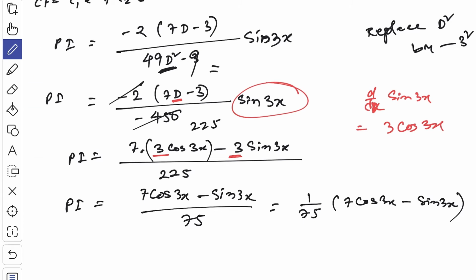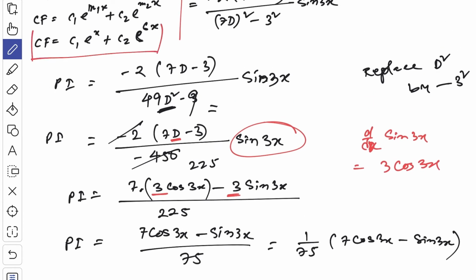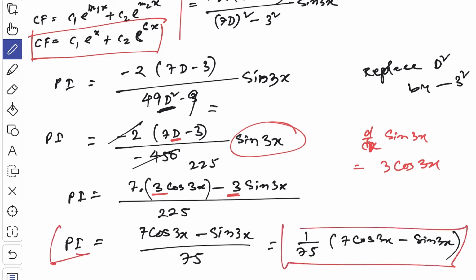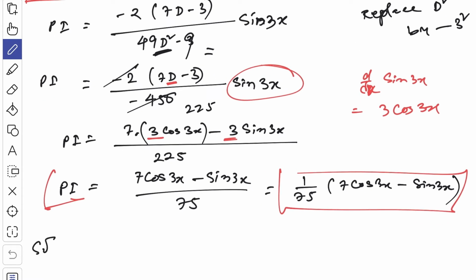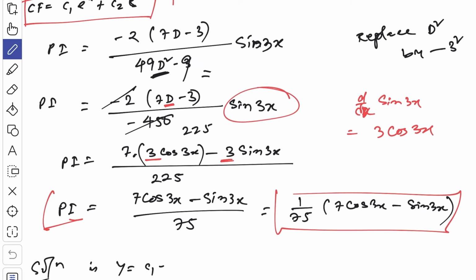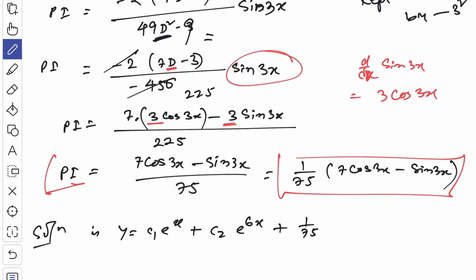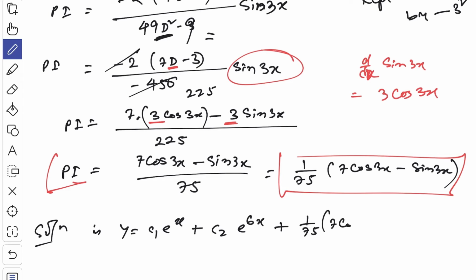So here you see we have got CF here. This is our CF, and we have got this PI also. This is our PI. So that's why our solution of this equation will be, therefore solution is y is equal to, so CF is C1 e to the power x plus C2 e to the power 6x plus 1 by 75 into 7 cos thrice x minus sine thrice x. So this is our solution.